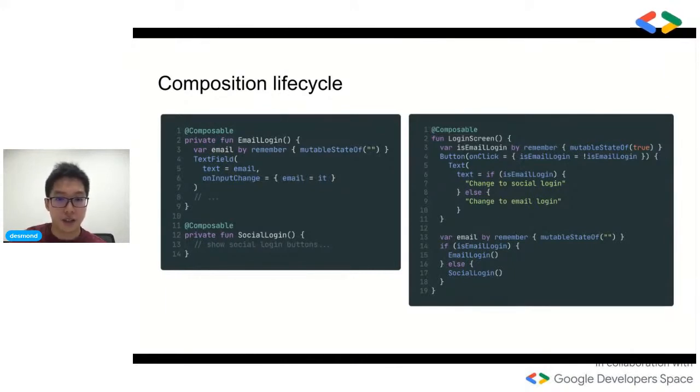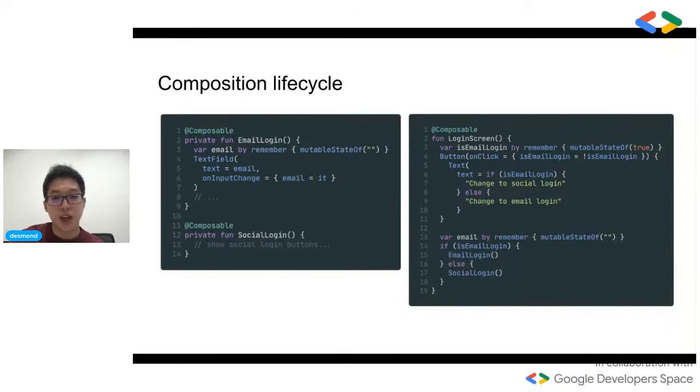So on the right is our main login screen. There's a button to toggle between the email login or the social login. If the user clicks on the button, isEmailLogin will change and the screen will be recomposed to show the different login composable. So here we start with isEmailLogin equals true, and then we show the email login composable first.